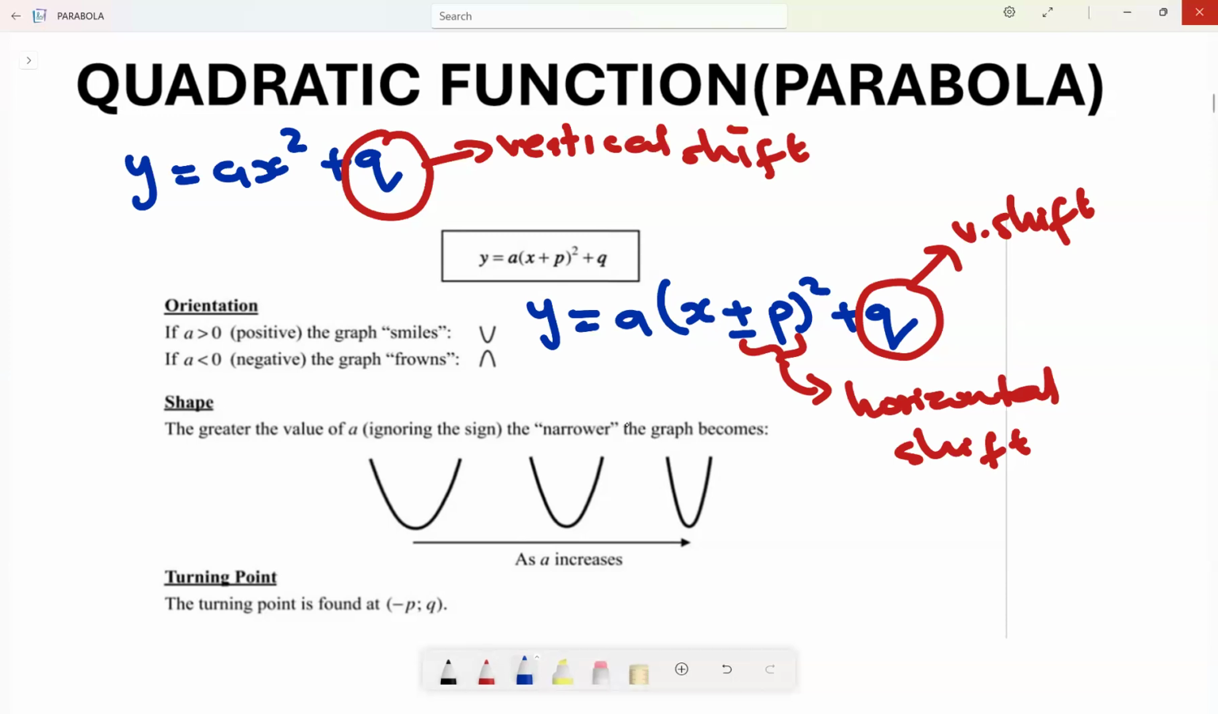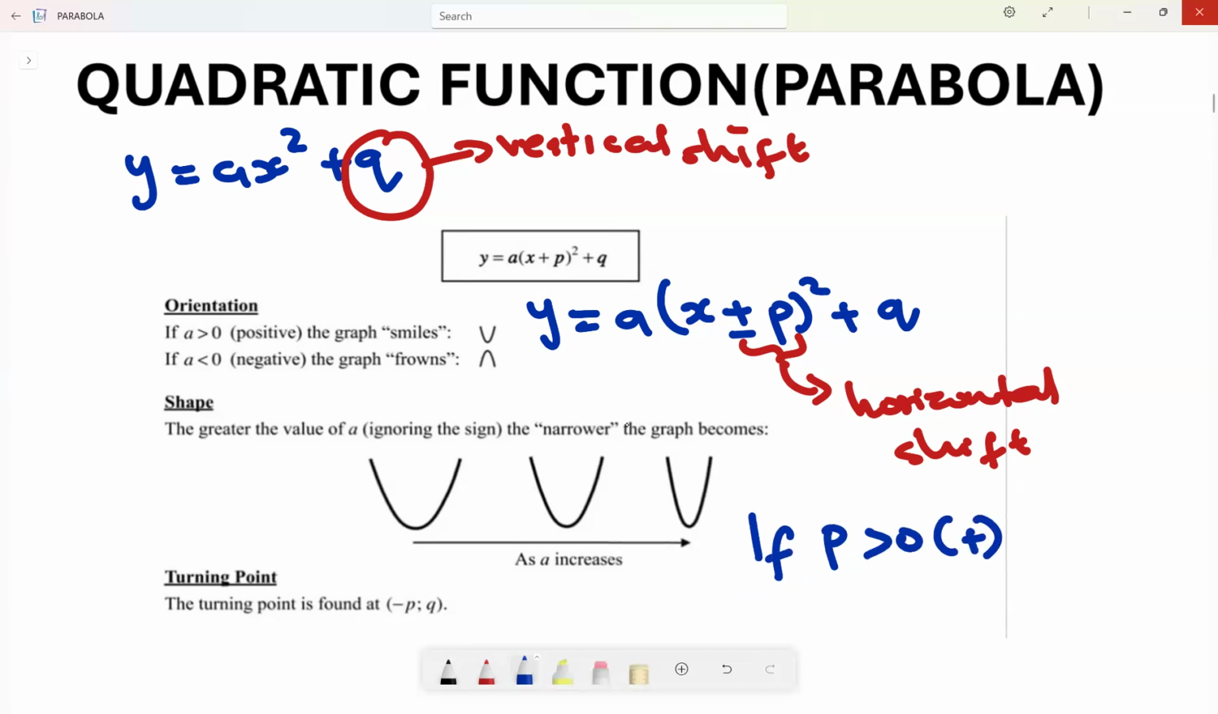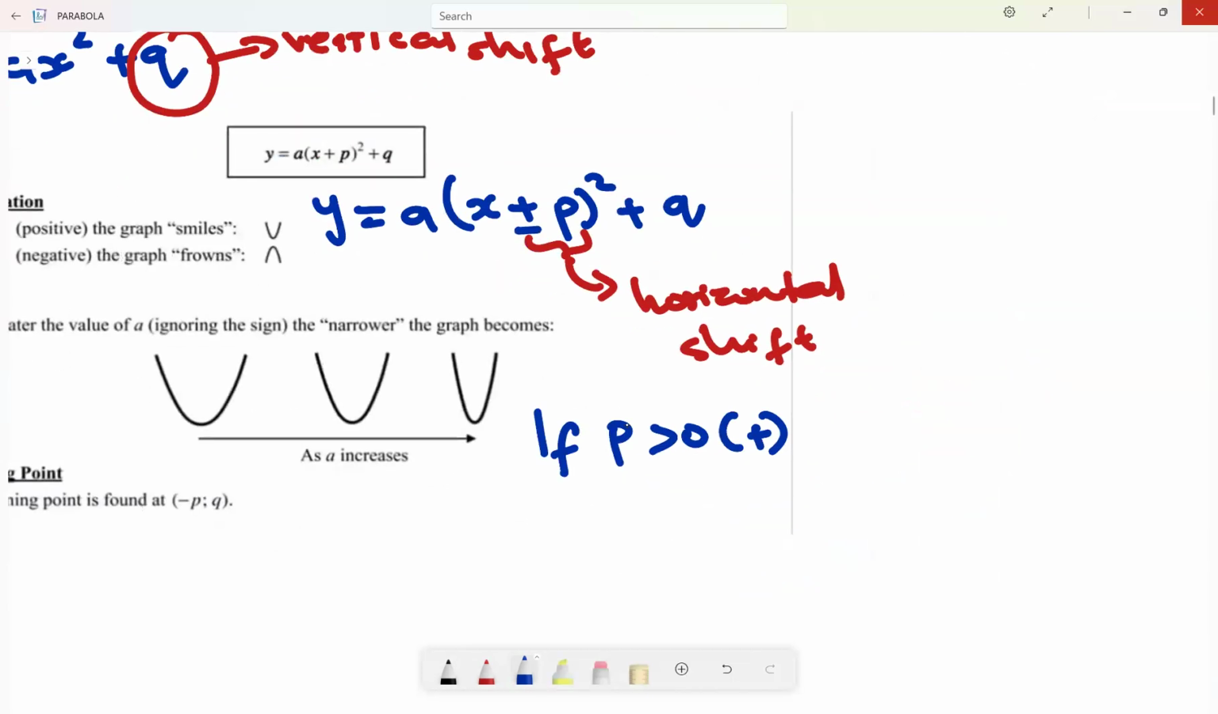You know that if the value of p is greater than 0, meaning p is positive, it's going to shift towards the left. We normally want to say if it is positive, plus, it will go to the right. But in this case, that's not the case.